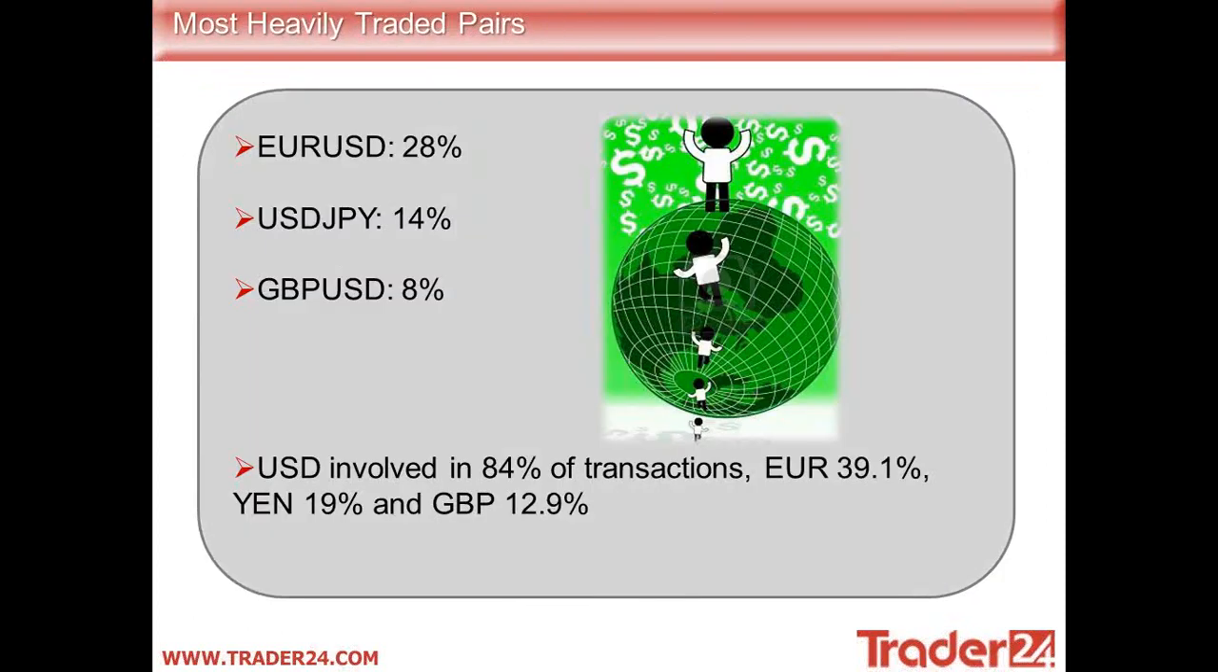As I mentioned earlier on that previous slide, of the most heavily traded pairs, 28% would be the euro-dollar, followed by the dollar-yen, and then followed up by sterling-dollar. The US dollar is involved in 84% of all transactions. The euro is sitting at about 39%, the yen 19%, and the pound is roughly around 13%. So those are the ones that get traded the most throughout the course of the day.